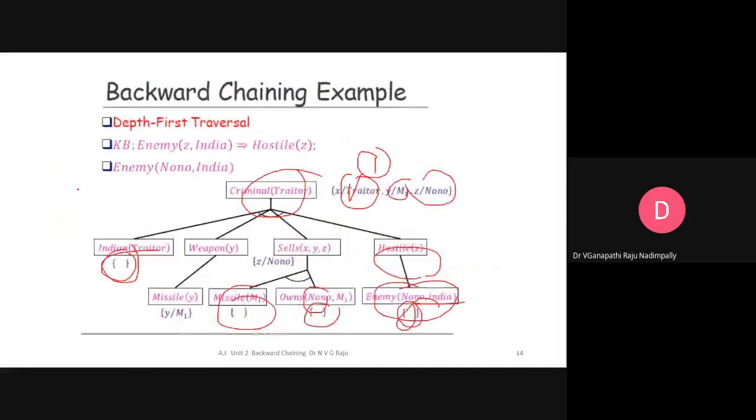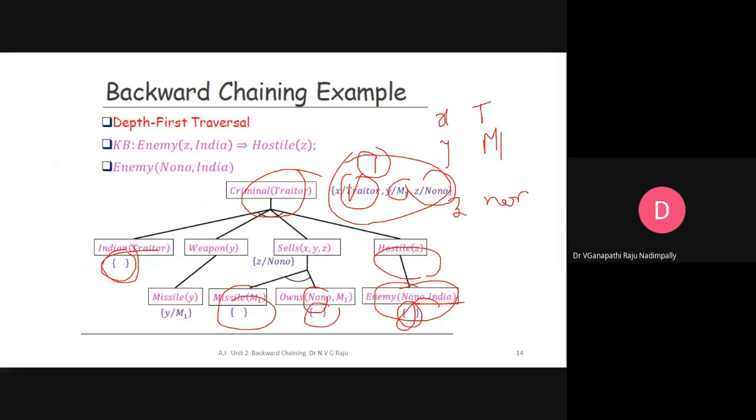Yes, sir. We have proved everything. There are 2 points to close the backward chaining. One is, if I know all the variables' values: here I know that x is traitor, y is missile M1, which is a Skolem constant, and z is no. I got the values of these 3 things, so I can stop this discussion one way.